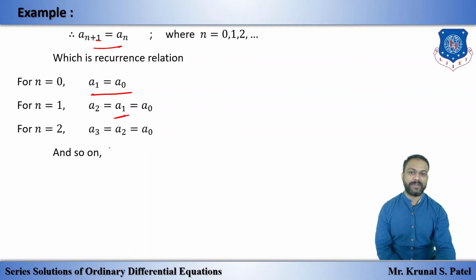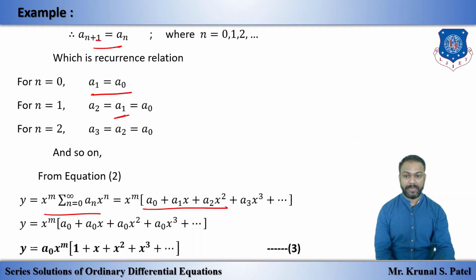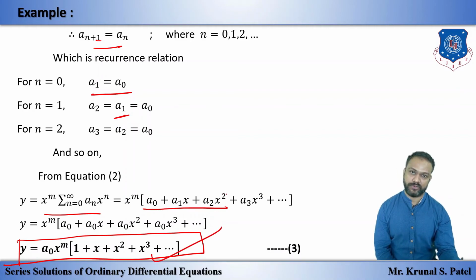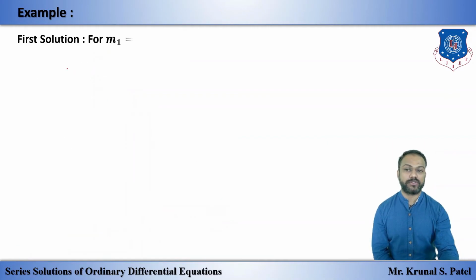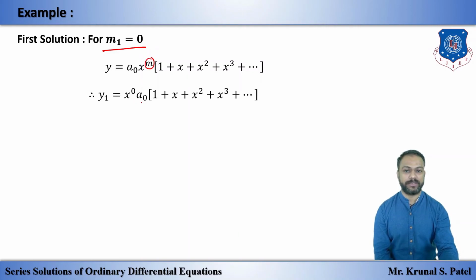Okay, so we will put all these values in our equation number 2, that means in the trial solution. So we will put this. So we have the entire expression after taking this. This is our y. Now we will use this y to find two different solutions, first solution and second solution, that means y1 and y2. So the first solution is just by putting m1 is equal to 0, as in case number 1. So y is equal to a0 x to the m is our last answer, and we'll put m1 is equal to 0 here. So x to the 0 becomes 1. So we have a0 times this.